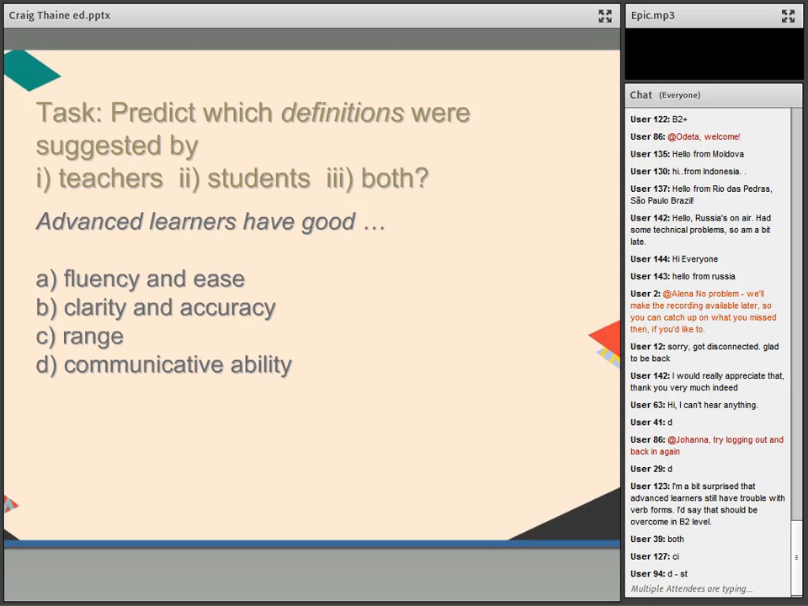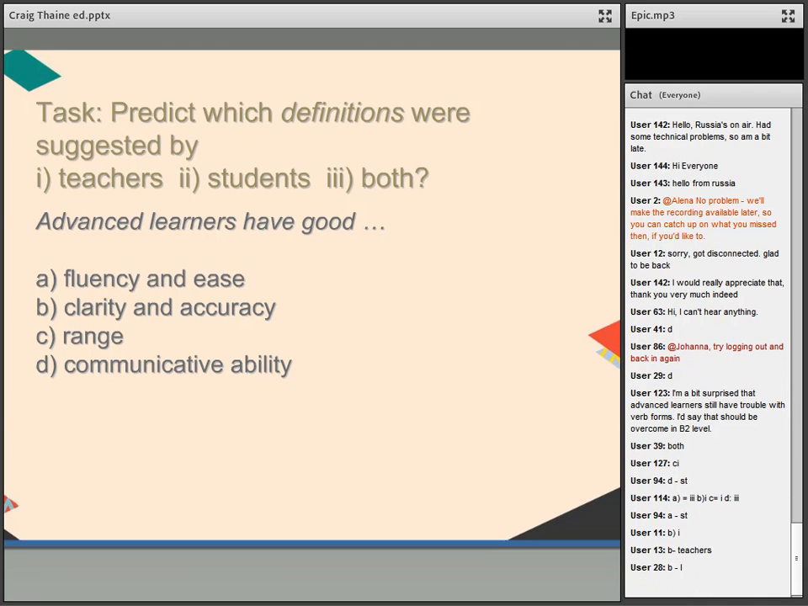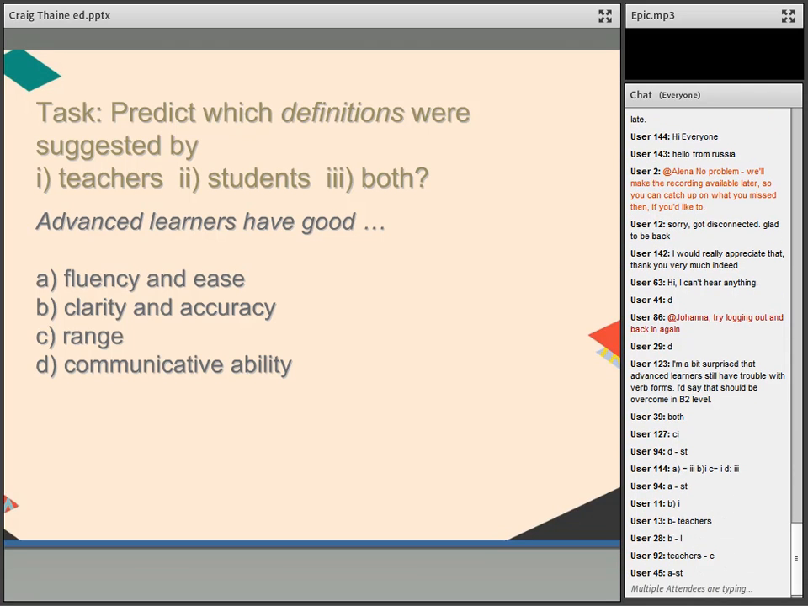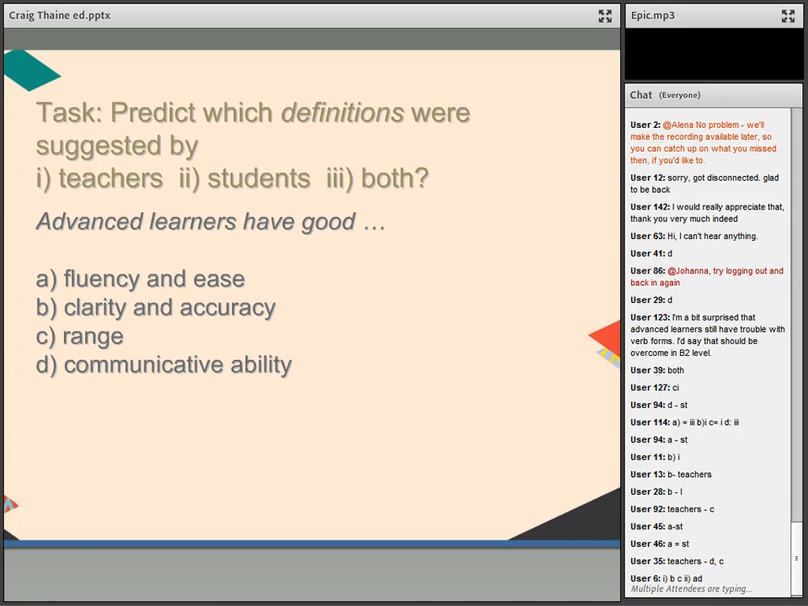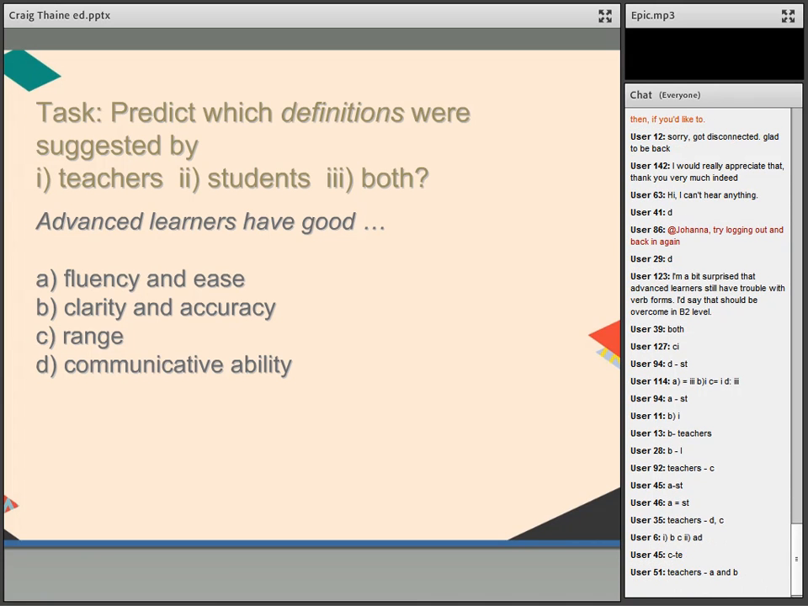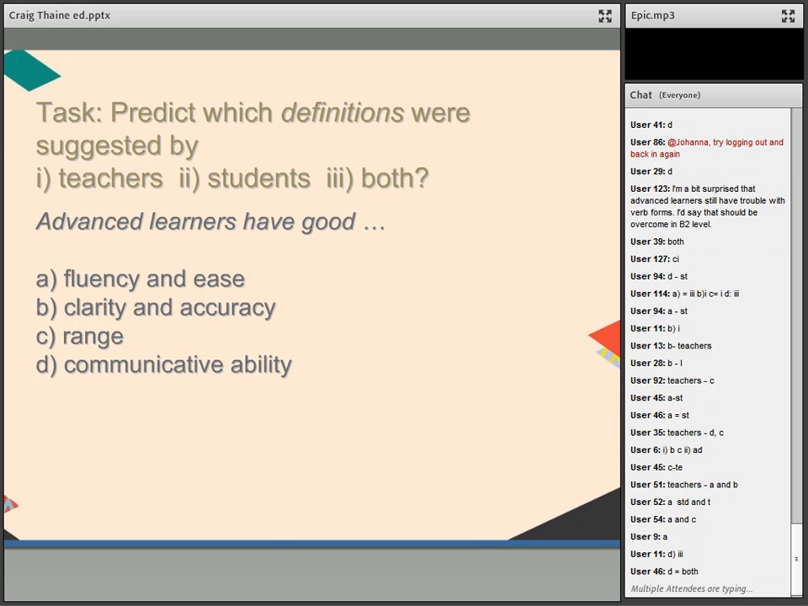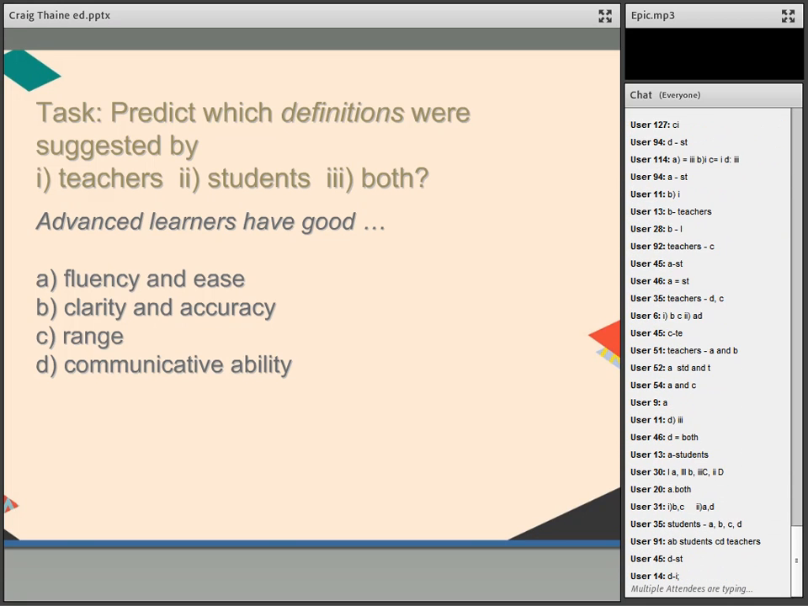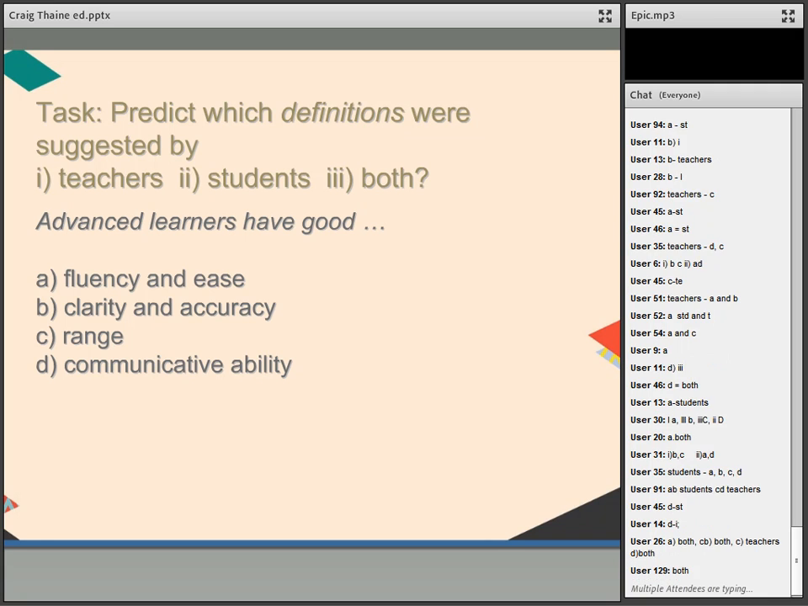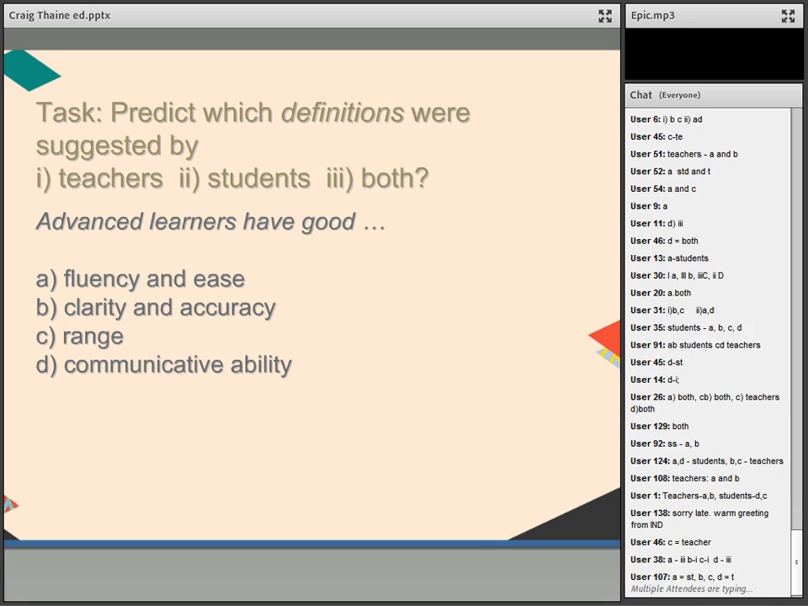So obviously it was different for each theme. It was not always the same. Great. Answers are coming through. Okay, that's wonderful. Thank you so much for those answers.